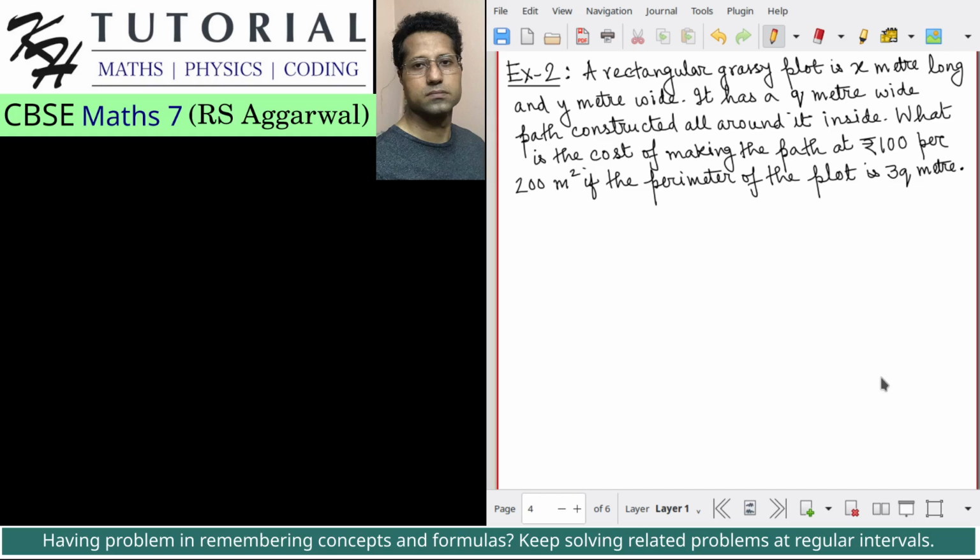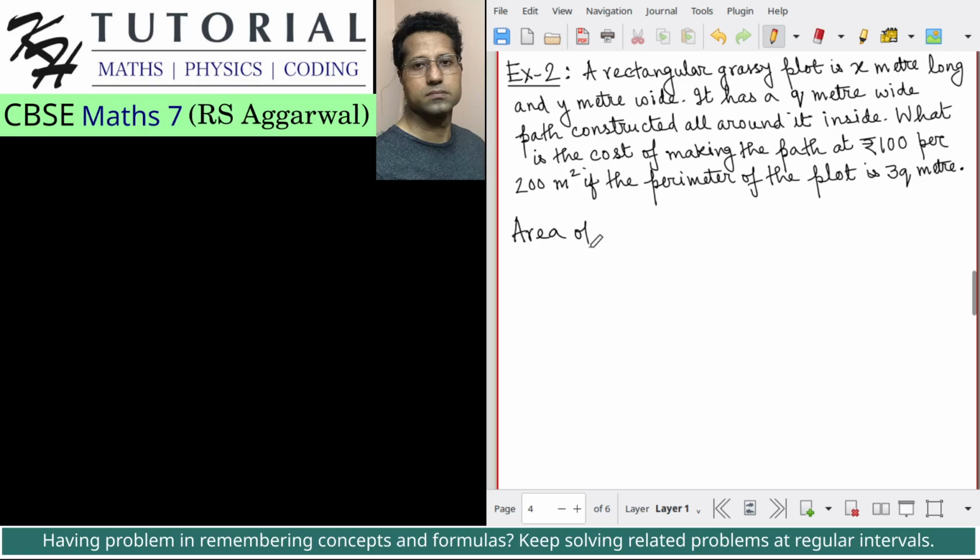Perimeter of the plot is given to be 3q meter, and also the length and width is given. Okay. So we can see now, since in this problem the path is constructed inside the rectangular plot, we will have area. Now I will apply the formula a little bit.